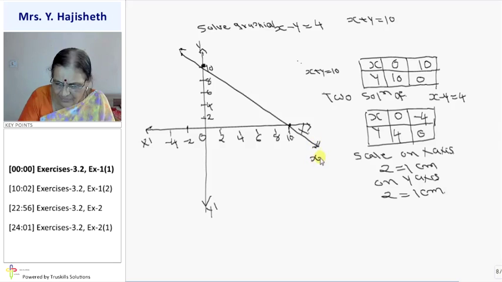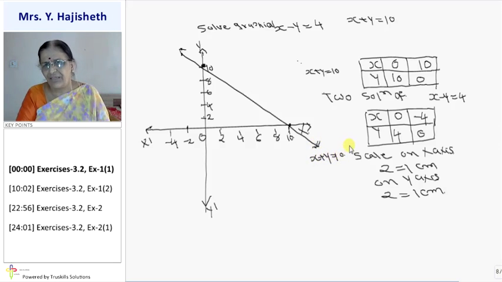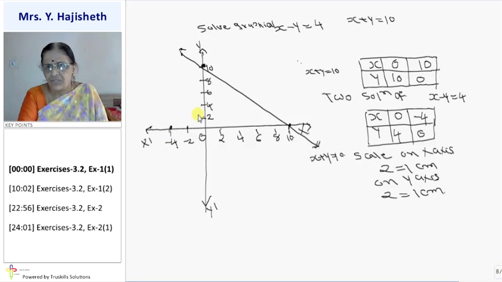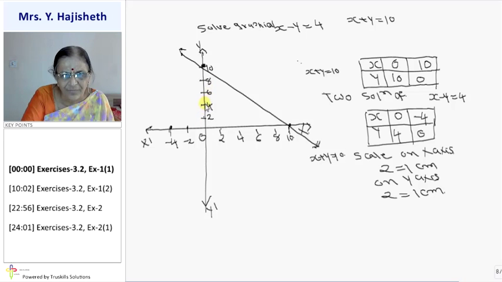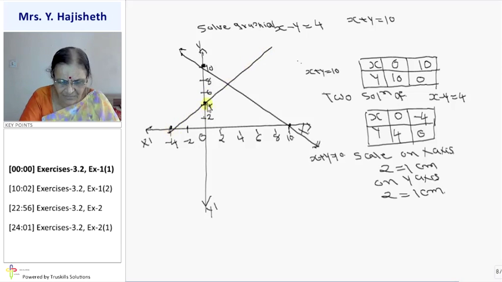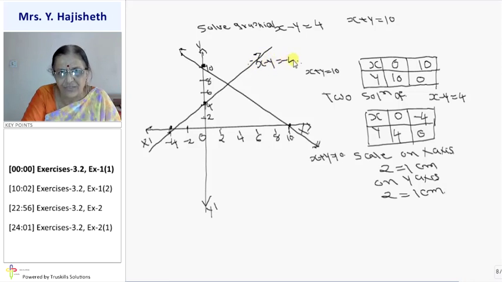This is my graph of x plus y is 10. Now I should draw the graph of x minus y is 4. So for that I will take minus 4, 0, this point, and 0, 4, this point. So let us join these 2 points. This is my graph of x minus y is minus 4, okay?